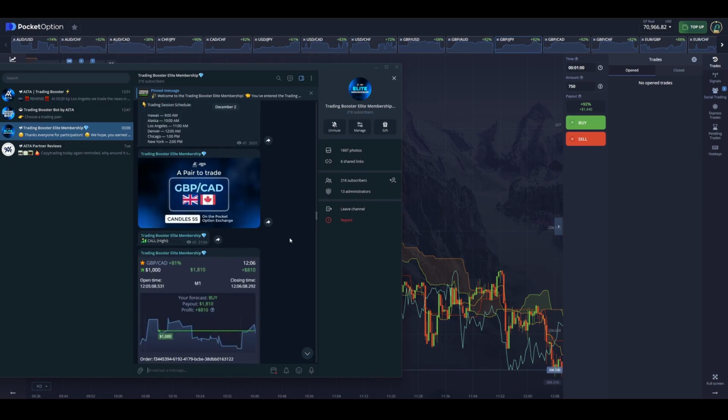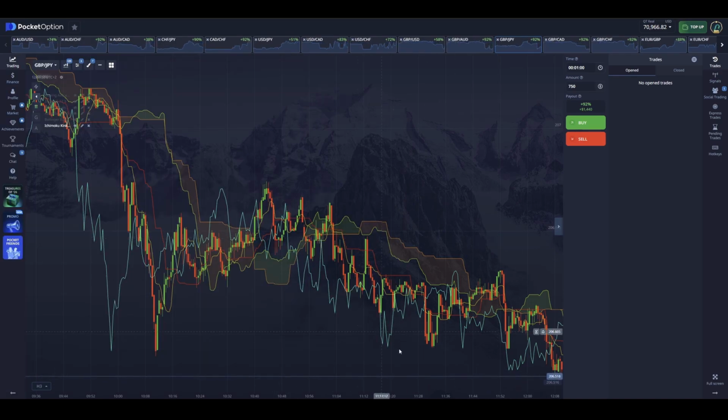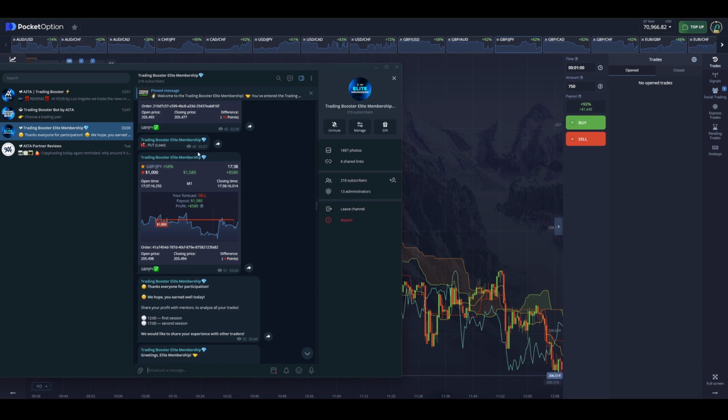You can test indicators on our trades. For example, you take an indicator, see how it gives you a signal. Let's say we pick a currency pair, British pound and Japanese yen, and accordingly, there's a sell signal. And you compare it with the indicator, and accordingly, this way you also learn.